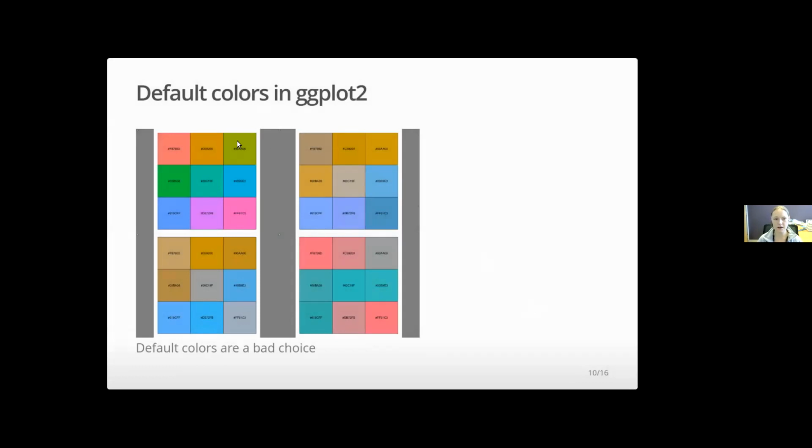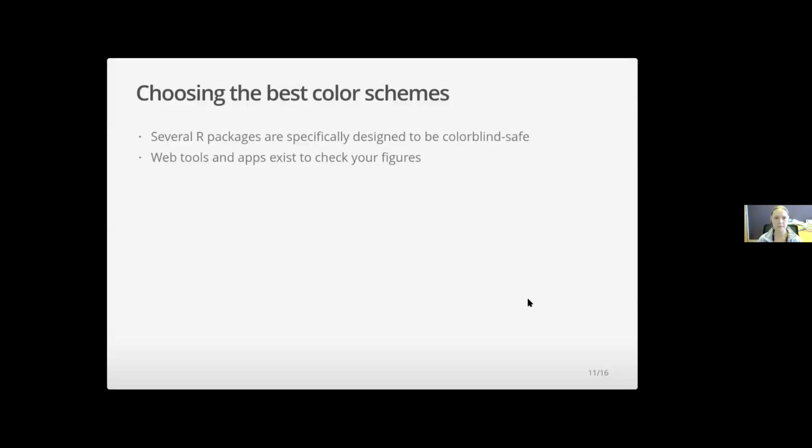So here's what they look like all together, right? With normal color vision, you can tell these default colors apart, but with any kind of color deficiency, these three most common kinds of color deficiency, they're just awful. We have to keep this in mind.